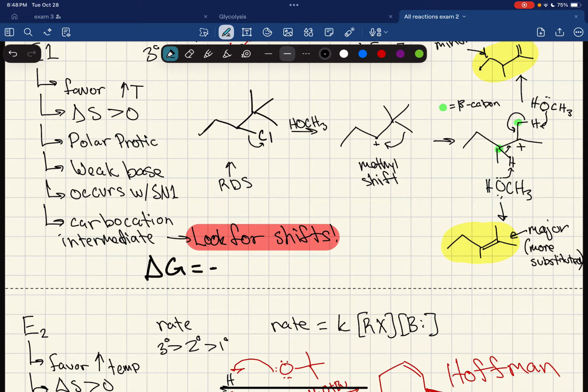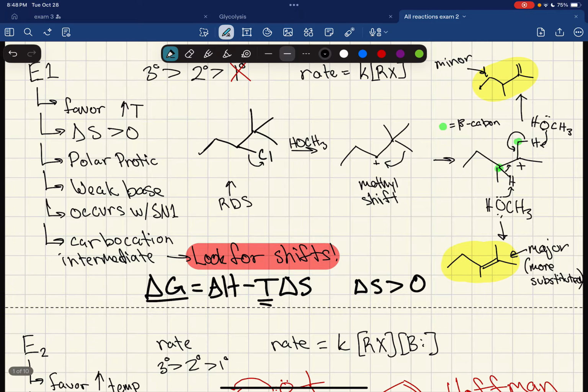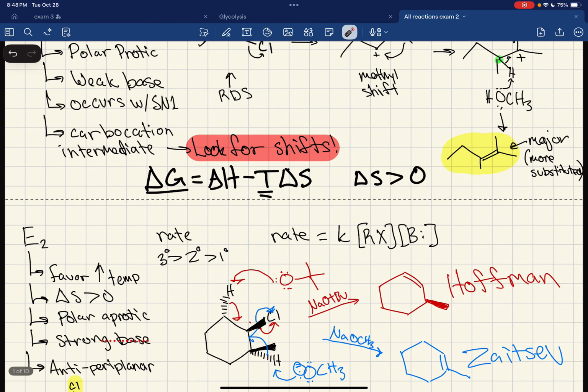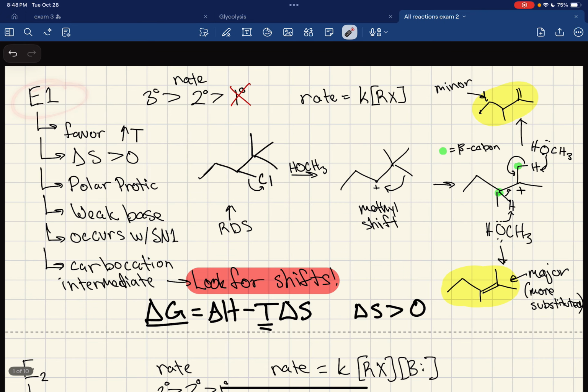What is it? Delta H minus T delta S. So you know that this is positive. Delta S is greater than 0, which means that as you increase temperature, delta G will be more negative. And that's why elimination reactions will favor higher temperatures over substitution. So if you want to push an E1, SN1 reaction farther towards E1, increase the temperature.